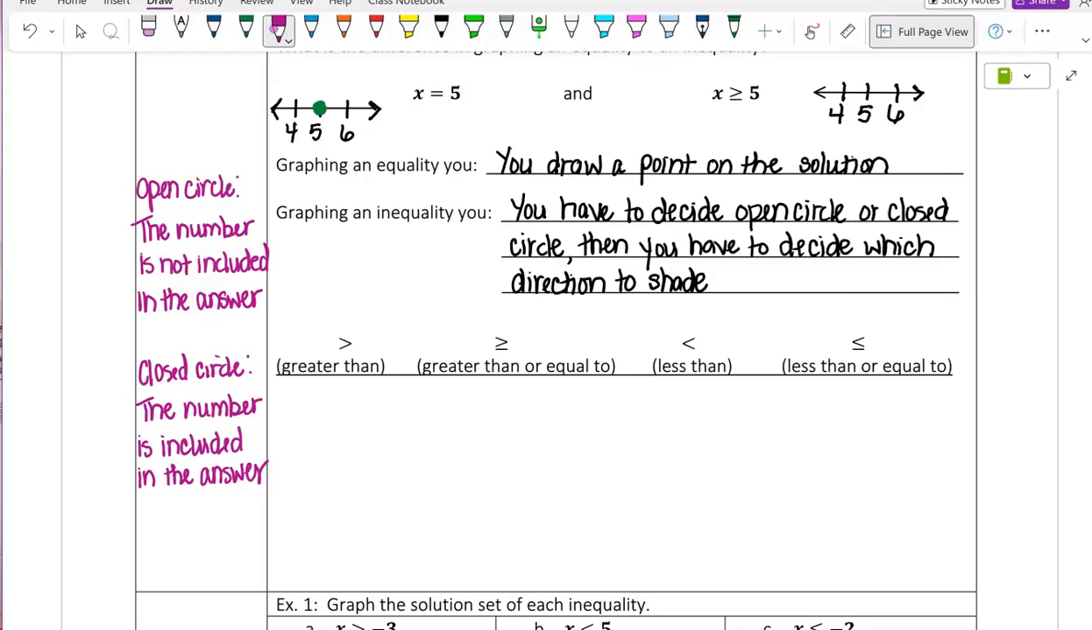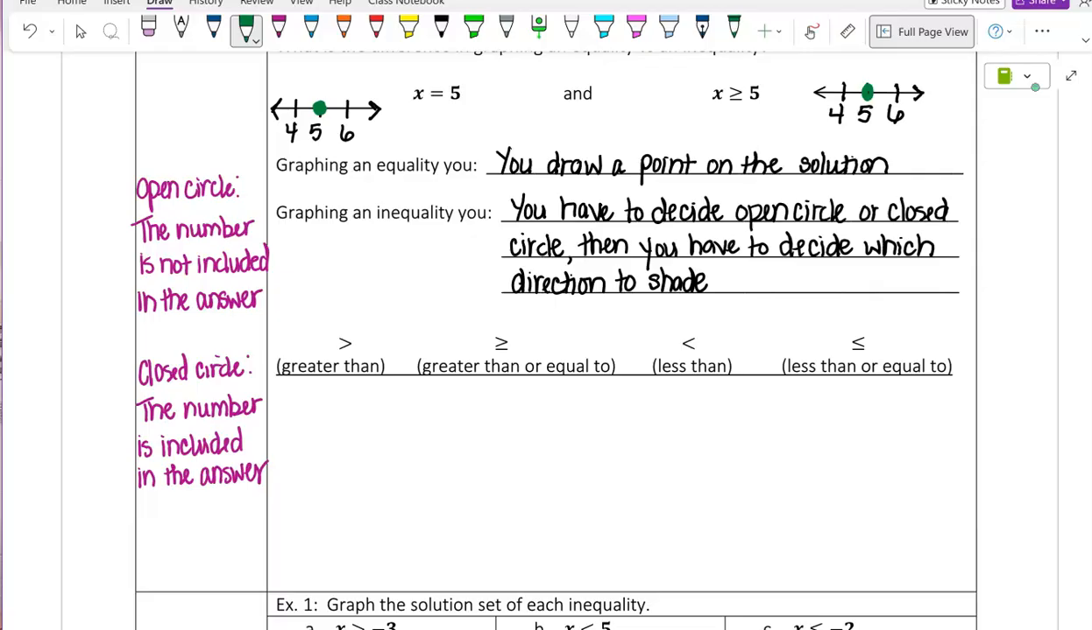So when I go back to x is greater than or equal to 5, I'll tell you greater than or equal to, that's going to be a closed circle, and we'll talk about which ones are open circle and which ones are closed circle in a minute. So closed circle means I go to 5, I draw a point. So right now, the two graphs look the same. I drew a point at 5.